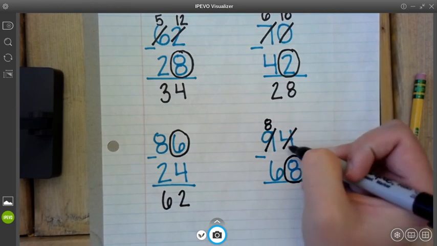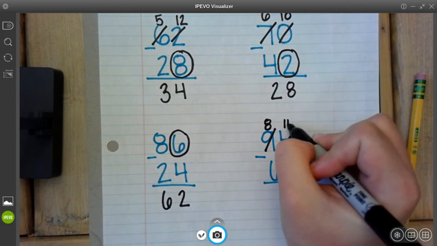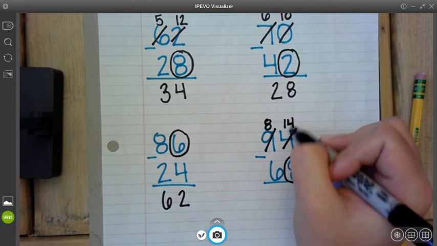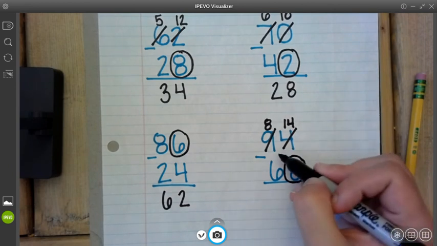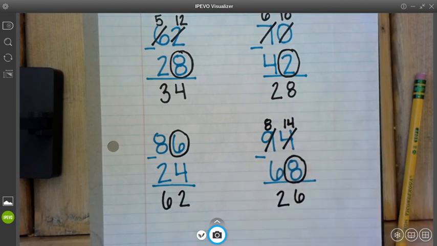And I'm going to give that 10 to my ones place. So 4 plus 10 equals 14. And now I'm ready to subtract. 14 take away 8 equals 6. And then I move to my tens place. So I have 8 minus 6, which equals 2. My answer is 26. We will be working on the standard for the rest of the week.